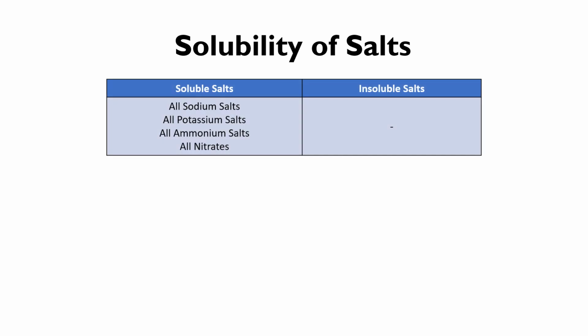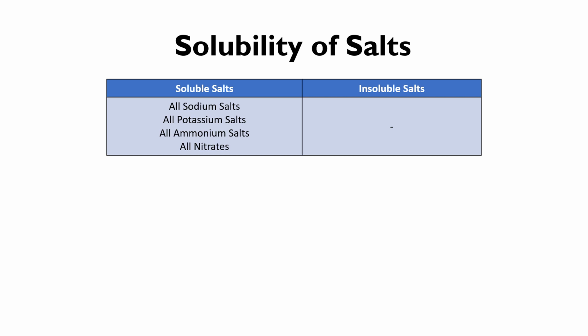Next, we move on to the fundamental concept of salt, which is to understand the solubility of salts. Let us look at the solubility table. It is broken down into two columns. On the left, we have the soluble salts, and on the right, we have the insoluble salts.